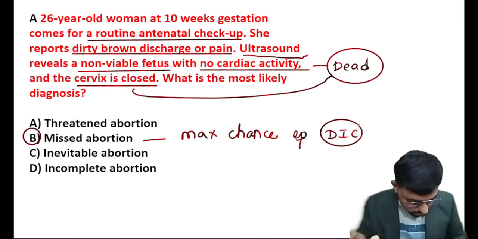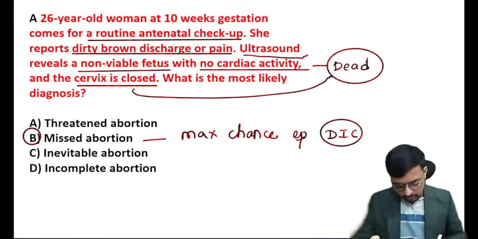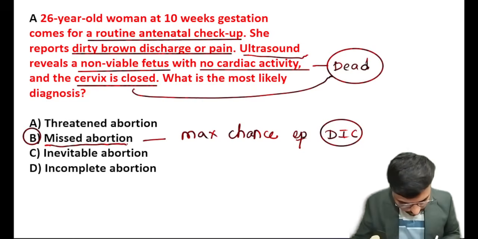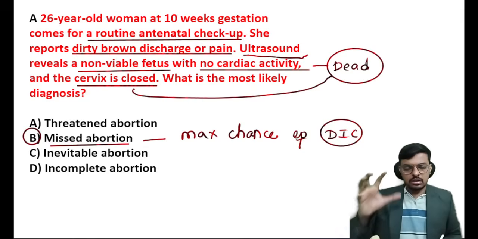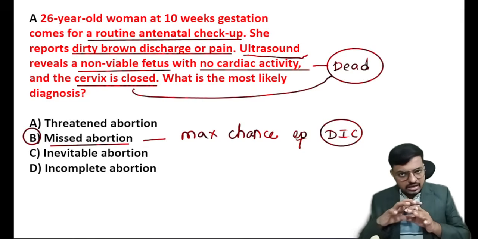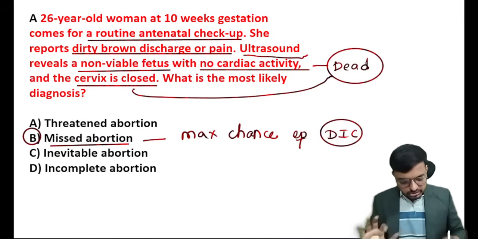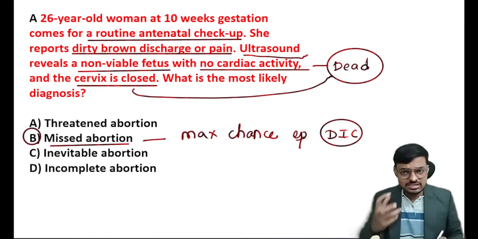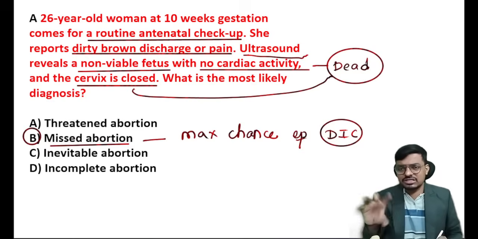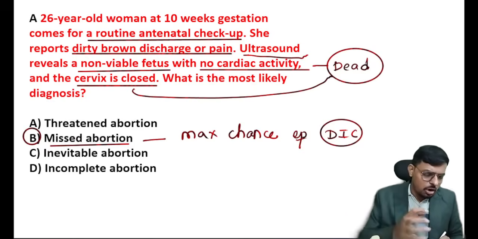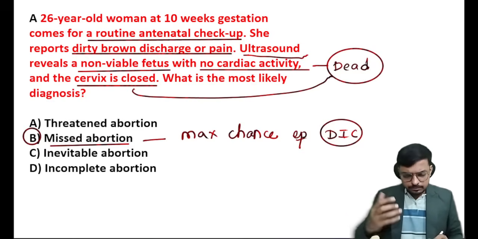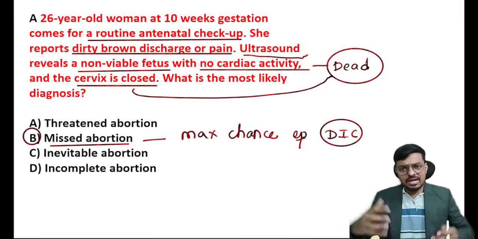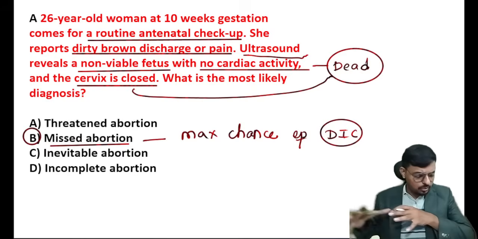Sir, why? Remember, what is a missed abortion? In a missed abortion, the fetus inside the mother's womb has already died, and the internal os is closed, which means the fetus has not come out. Now she is getting a dirty brown colored discharge and pain, and she came to the hospital. So the fetus has died and is remaining inside the mother for a prolonged time.